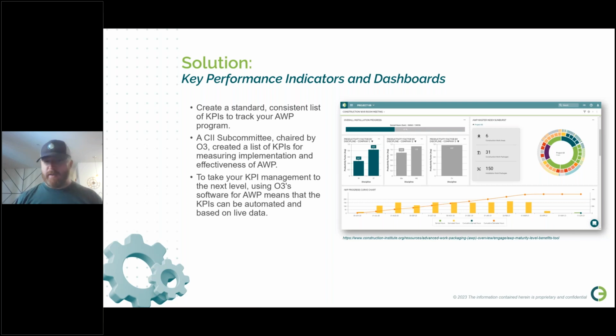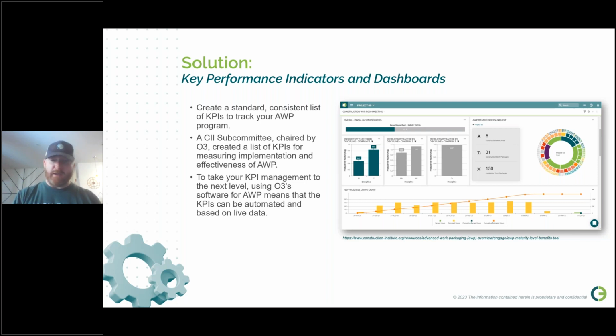Then you can take your KPIs to the next level. A lot of people will start their KPI management just using a spreadsheet. To do it really well and much more efficiently, you can use O3 software that will track these KPIs automatically for you. You don't need to go and load in data. All the work packaging data is built right into O3. You get live, up-to-date, automated KPIs.